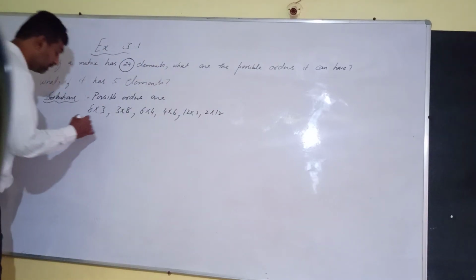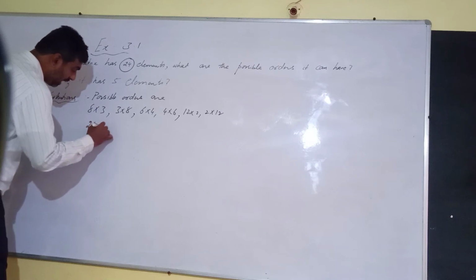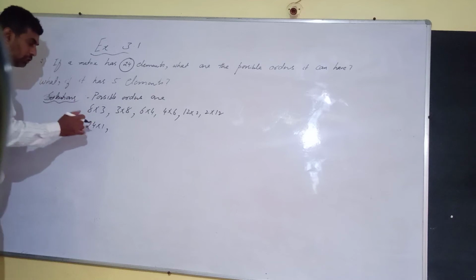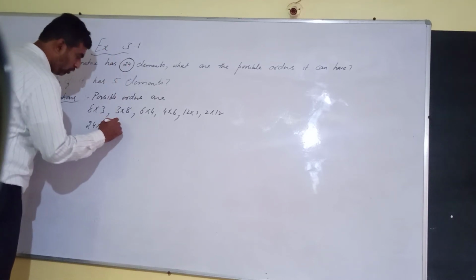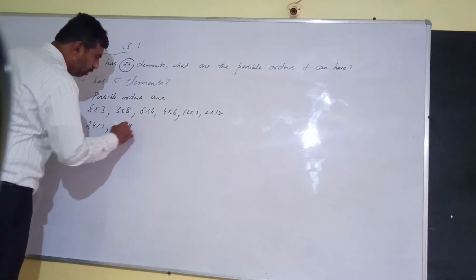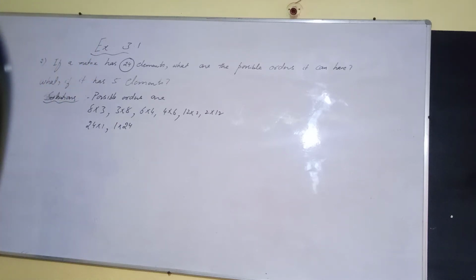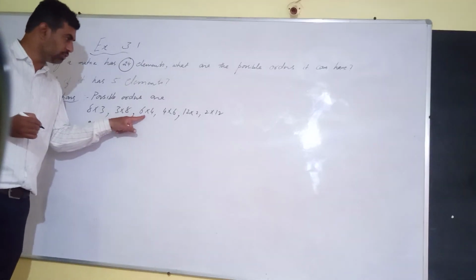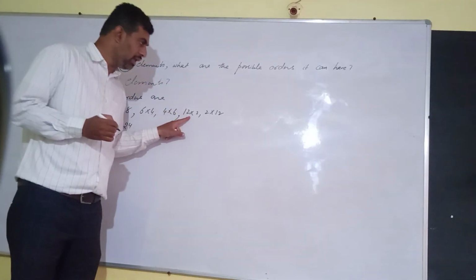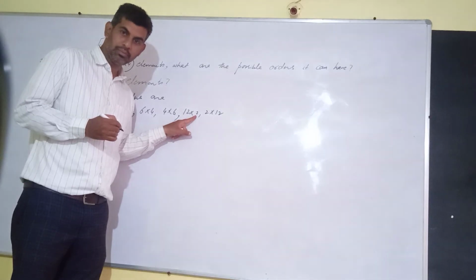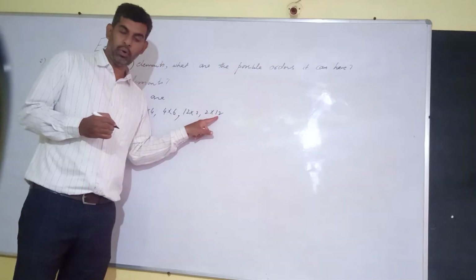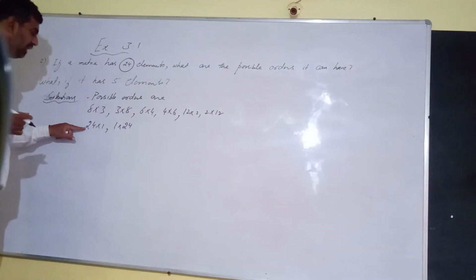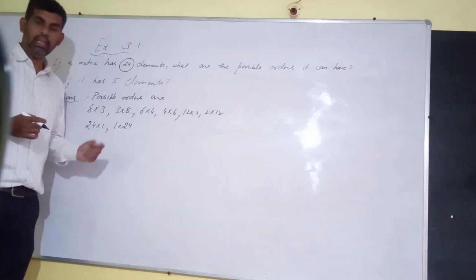Any other possibility, students? 24 into 1. 24 rows, only 1 column. Possible. 24 into 1, or it can be 1 into 24. So: 8 cross 3, 3 cross 8, 6 cross 4, 4 cross 6, 12 cross 2, 2 cross 12. In all the cases, we will get the answer as 24.